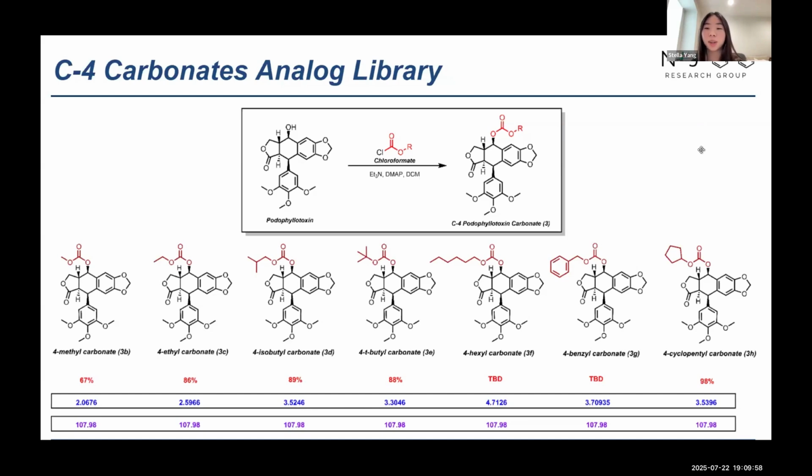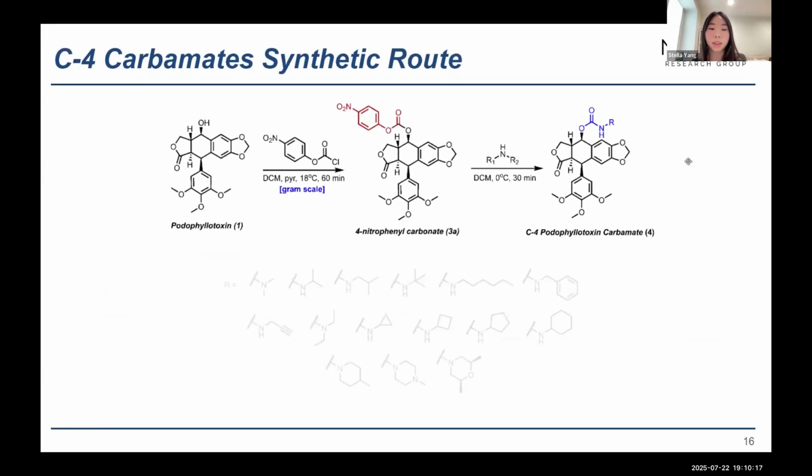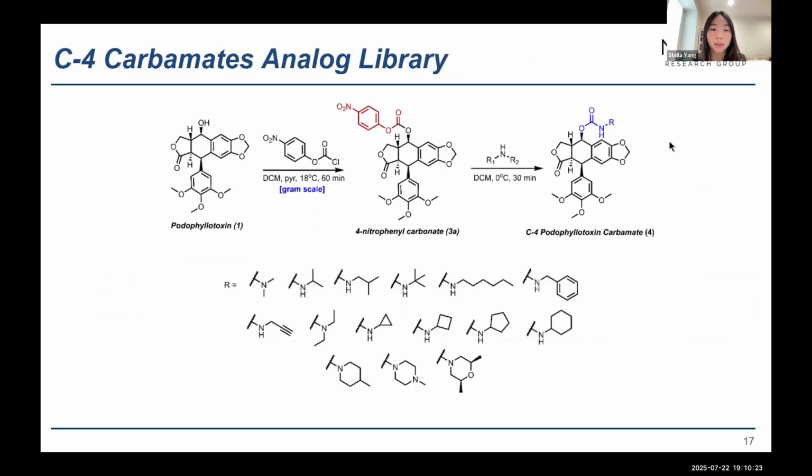we had to do some reaction screening in the beginning, or condition screening, and we found that one of the conditions worked, although it was a bit sluggish, but this was a 2-step process. First, we add the nitrophenyl chloroformate to podophyllotoxin to make the intermediate, and then we add the corresponding amine to make the carbamate, and we made 15 C4 carbamate analogs.